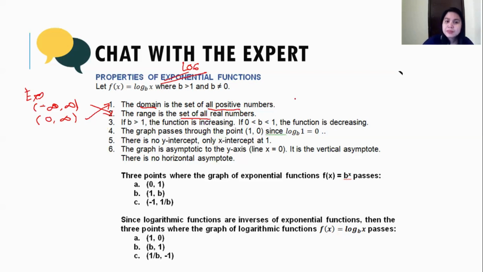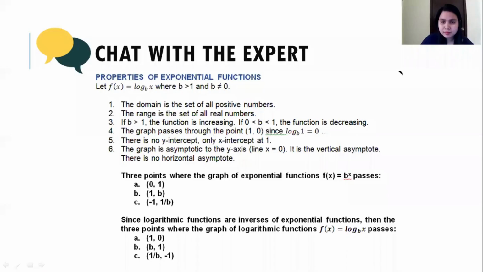Why? We'll check that later. The next one, if the base is greater than 1, the function is increasing, like this one, right? But if the base is between 0 and 1, it means a fraction, then your function is decreasing, going there.